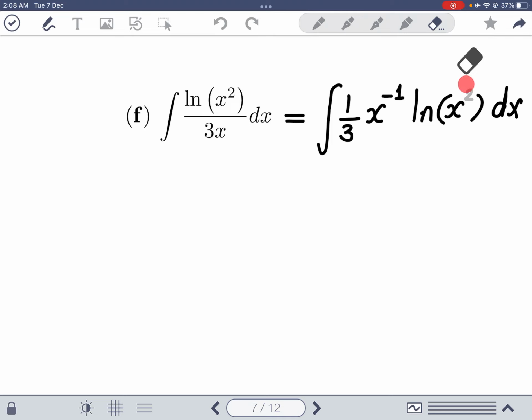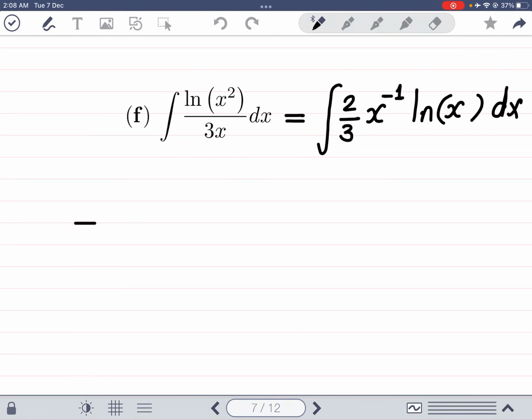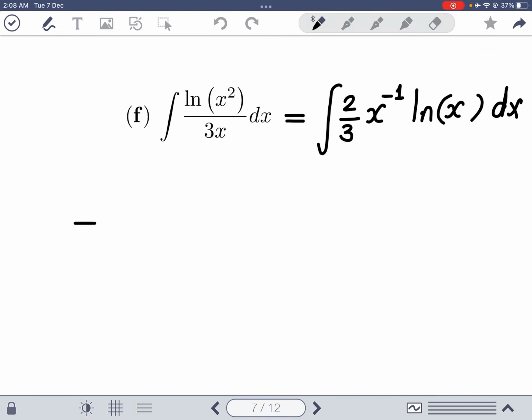But notice, this 2 that you see here, bring it down. You don't want to see it in the log. You want to simplify things. So bring it and put it here instead of the 1. So take the 2/3 outside because it will be easier if you don't see them. 2 over 3. Now the integral of what? Of x to the negative 1 ln of x dx.